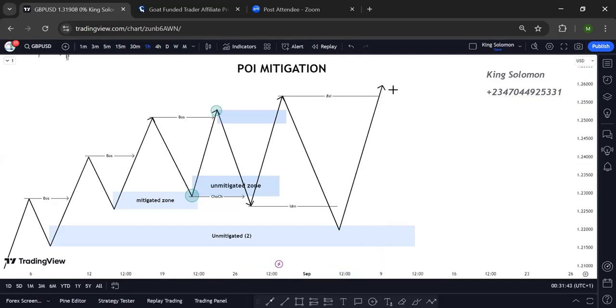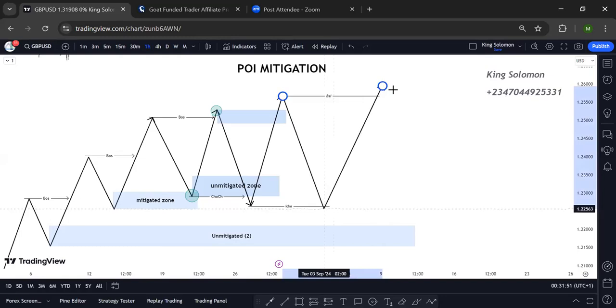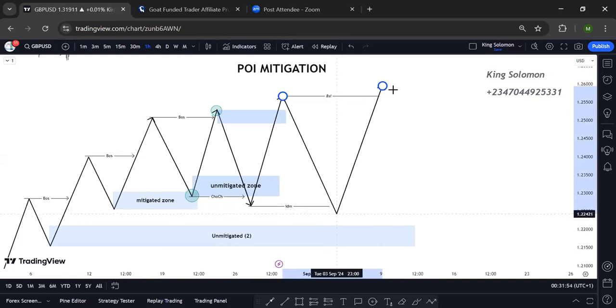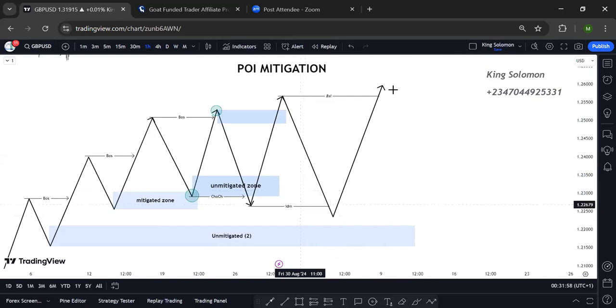And that's price clearing your IDM and resisting to tap into your zone. Price coming down to clear this IDM and resisting something like this. Price coming so close to your zone, taking out the IDM and then going back up to break structure. Some people will be like, is it that this is not the new strong zone?